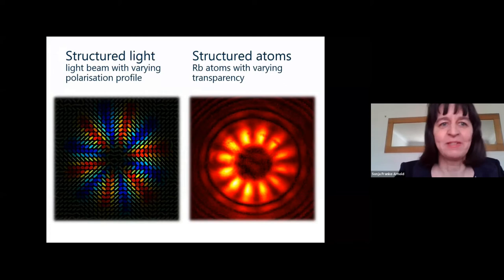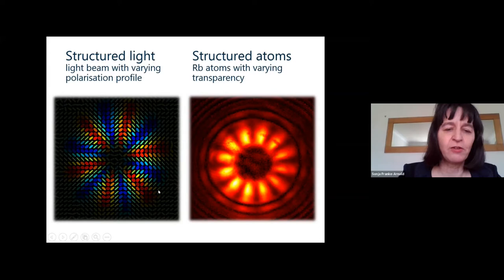Structured light and structured atoms really describe very much what we do in Glasgow in my team. And I want to illustrate that here with two images from our lab. On the left-hand side, you see structured light, structured in its amplitude, phase, and polarization. You can see that the polarization varies across the beam profile, where red means right polarization, blue means left polarization, and green is linear polarization.